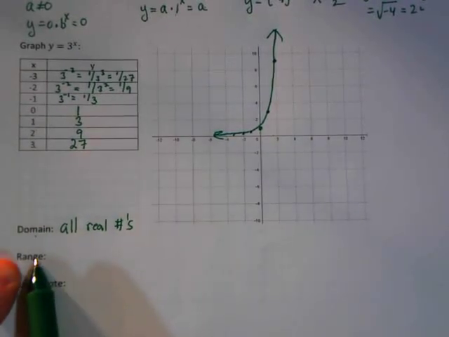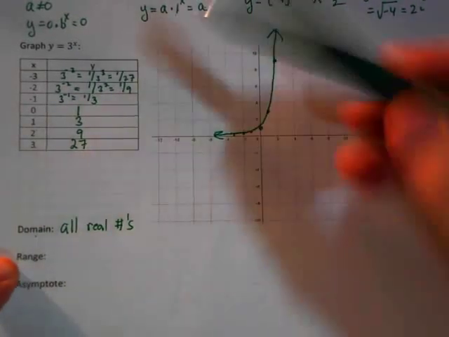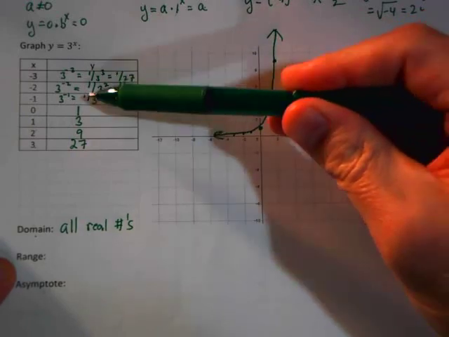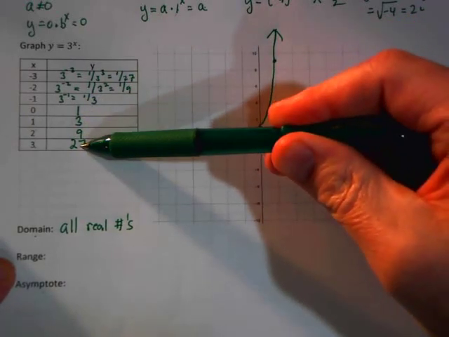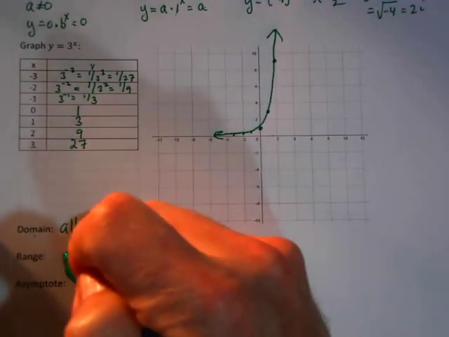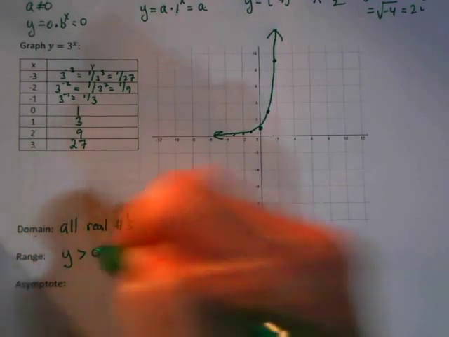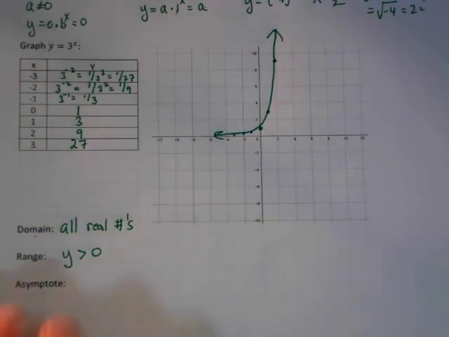Range means what kind of y numbers did you get? And if you look, the y numbers we got were only positive. We'll never get 0, and we'll never get a negative number. y is greater than 0. And then asymptote. This is a new word for us.